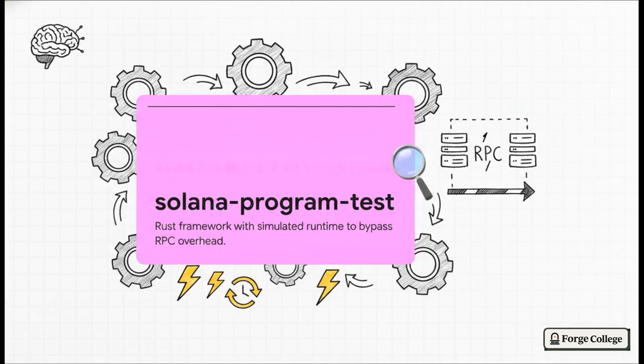Next up in the toolbox is Solana Program Test. Now, what's really interesting about this slide is how this framework operates completely differently. It's a Rust-based tool that instantiates an in-memory simulated runtime. Because it runs entirely in process and loads your program binaries directly, you get to completely bypass all that usual RPC serialization overhead. The result? It is lightning fast and highly deterministic.